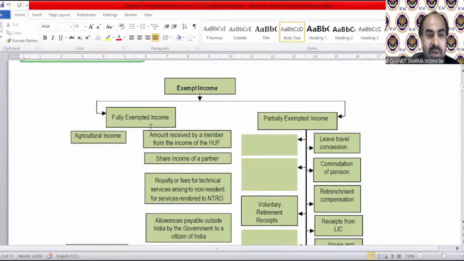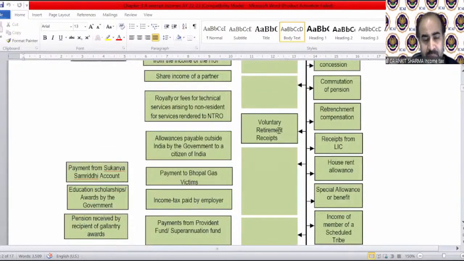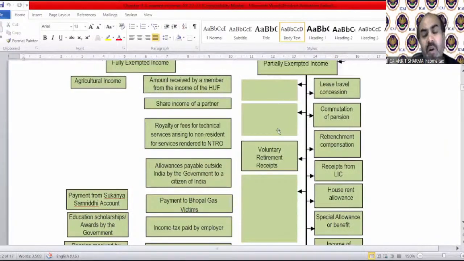There are fully exempted incomes like agricultural income, etc. There are partially exempted incomes like leave, travel, etc. In partially exempted, there are a lot of incomes which will be discussed in the salary or other chapters which are technically connected with these kinds of income.